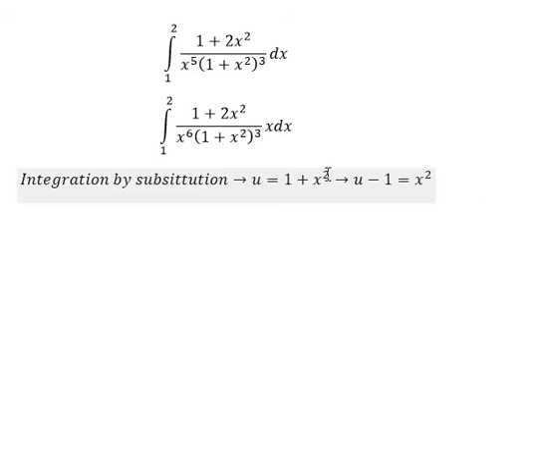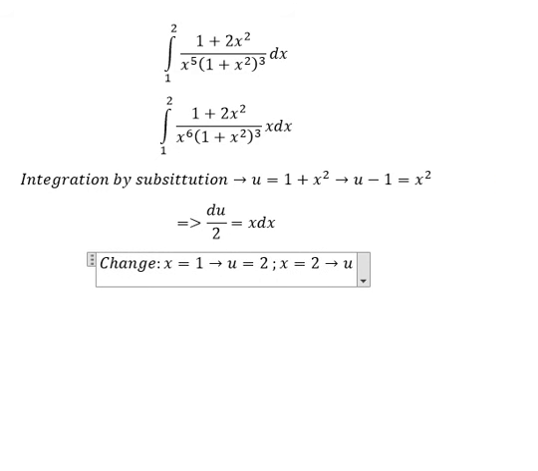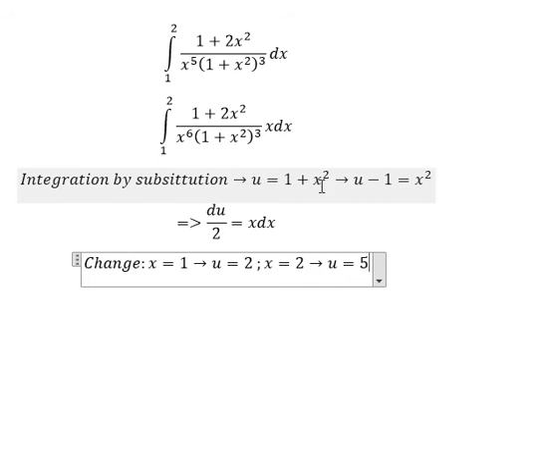After that, we first take the derivative on both sides, so we divide by 2. Now we need to change the limits 1 and 2. If x equals 1, then u should be 2. If x equals 2, then u should be 5, because we input the value here. That's how you get the value of u.